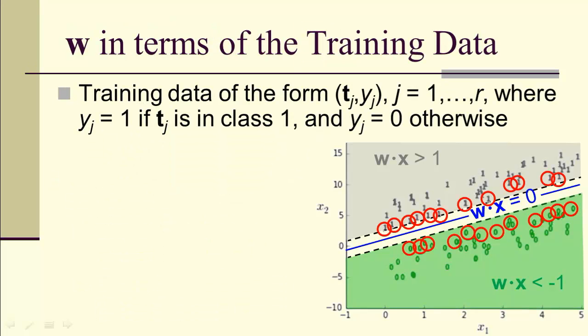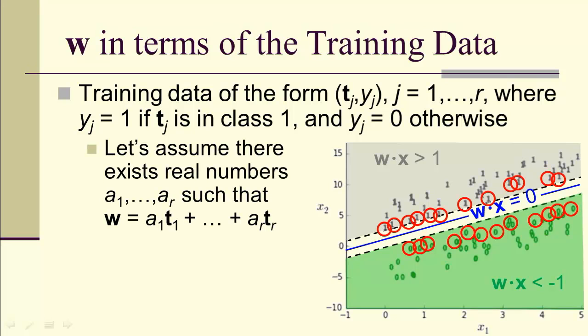So we've got the training data now, t sub j, y sub j, where y sub j equals 1 if t sub j is in class 1 and y sub j equals 0 otherwise. And we're going to notice that we can rewrite w as a linear combination of the t sub j patterns. So we've got t sub 1 to t sub r. These are the patterns that we're actually using to determine the hyperplanes, to teach or train the support vector machine that we're eventually going to have to recognize different classes.